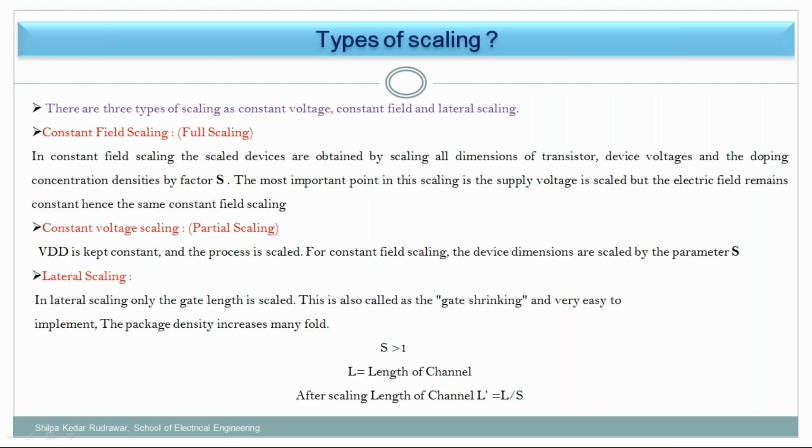Stopping. So 80%, 82% of students have answered, and the right answer to this is what? Constant voltage, in which voltage is kept constant, but the rest of the parameters are scaled down. Okay, so hope things are clear. Don't get confused, because this is the confusing point: constant voltage, constant field, partial scaling, like this. Okay, so moving further without wasting time.